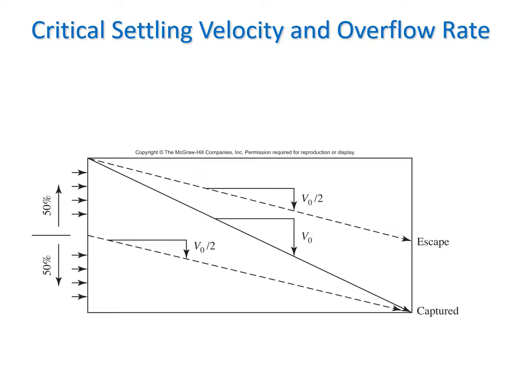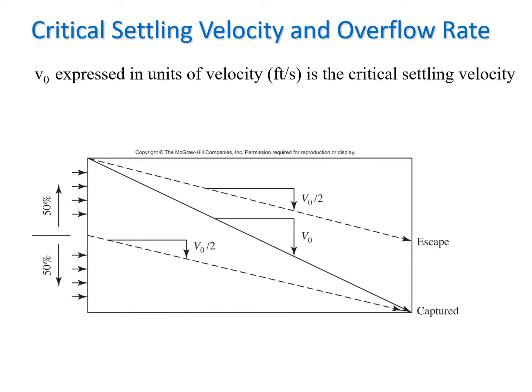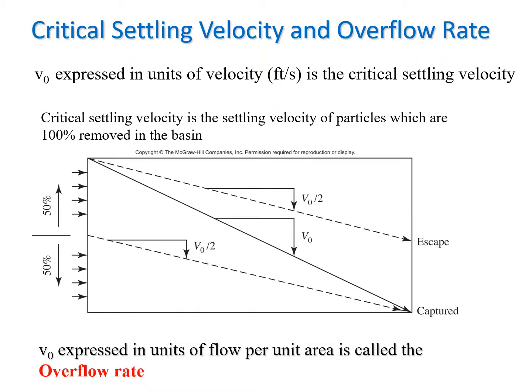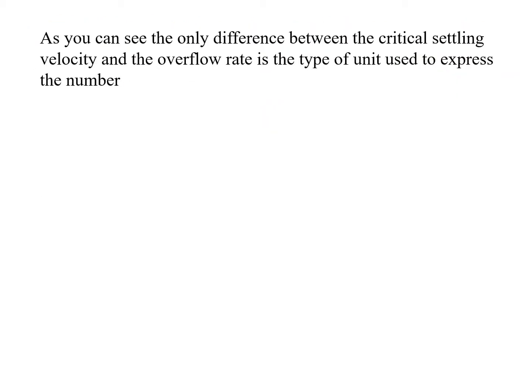So we have a velocity, which is V initial. V initial expressed in units of velocity, feet per second or meters per second, is the critical settling velocity. Critical settling velocity is the settling velocity of particles which are 100% removed in the basin. V initial expressed in units of flow per unit area is called overflow rate, and we defined this before in previous slides as well.